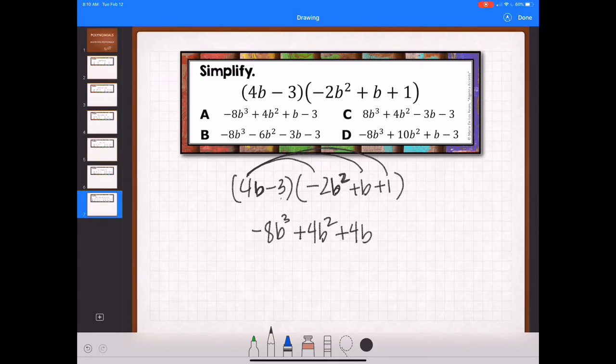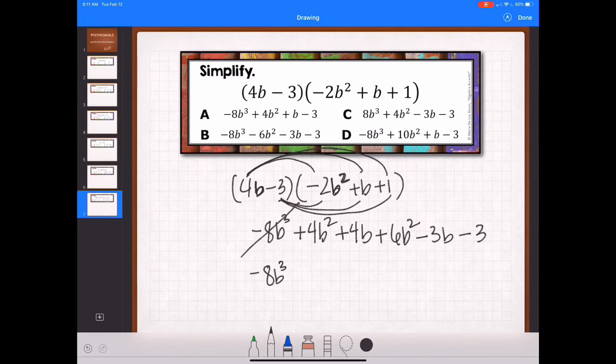Now I'm going to go underneath. Negative 3 times negative 2b squared is positive 6b squared. Negative 3 times b is negative 3b, and negative 3 times 1 is negative 3. Now you're going to combine like terms. I only have one cubic term, so that's going to be first. Remember, you want to write it in order from greatest to least by power. So this is going to be the first term since 3 is the highest power.